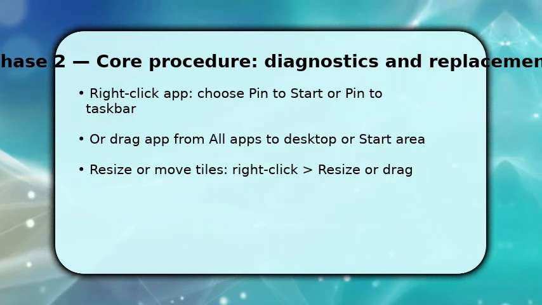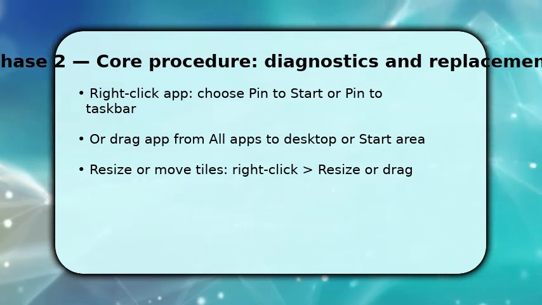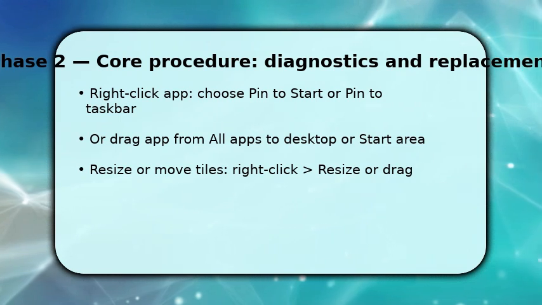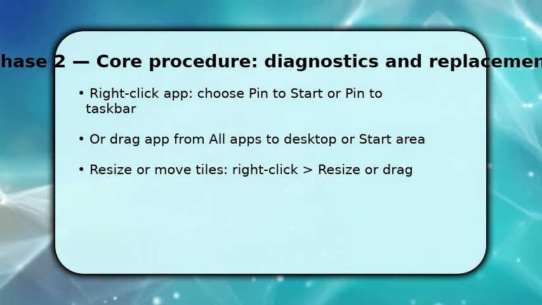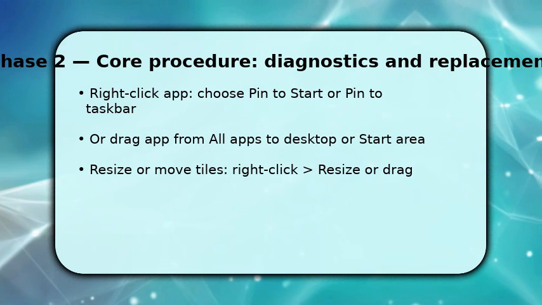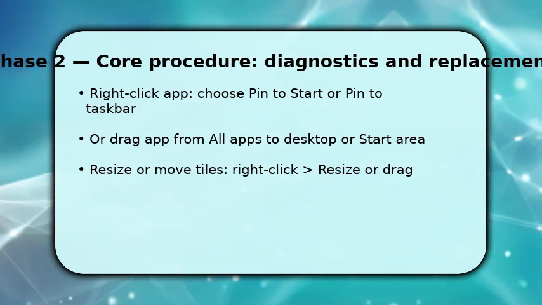Alternatively, click and drag the app from all apps directly onto the desktop to create a shortcut. Hold and drop where you want it. Once placed, you can resize tiles via right-click Resize and rearrange by dragging.